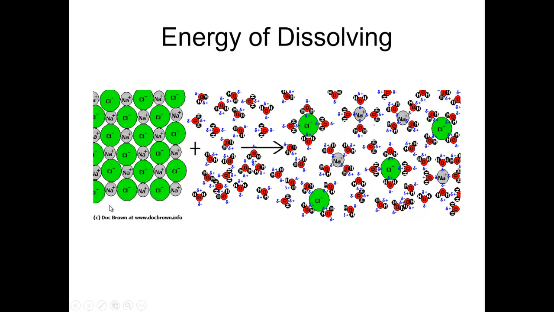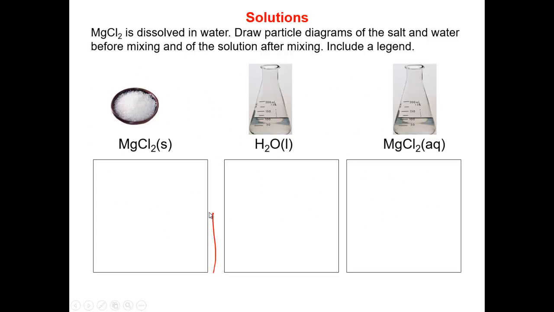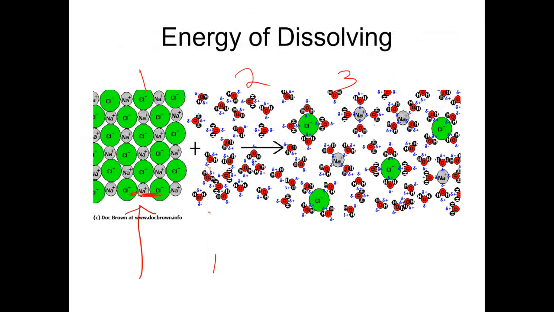Okay. So let's take a look at the process. The energy of dissolving involves three steps. One, two, three. The first thing that has to happen that requires an energy input is I have to break this very strong attraction between positive and negative ions. It takes a lot of energy to do that. As you know, water has hydrogen bonding, and that's very strong, so I need an energy input to break the hydrogen bonds between the waters.